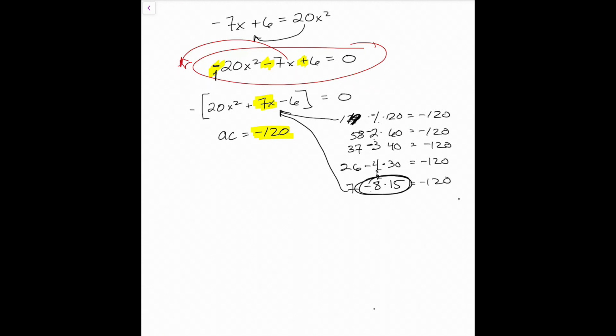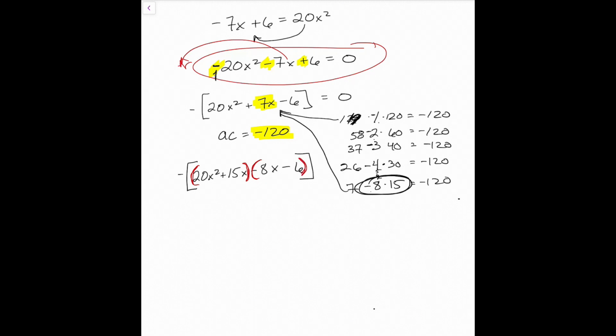Now see what happens here. This is kind of subtle and it's a little tricky, but it works. So I have 20x squared plus 15x minus 8x minus 6, close parentheses. Okay, so what I can do is I can actually group these separately, and work with each of these individually.